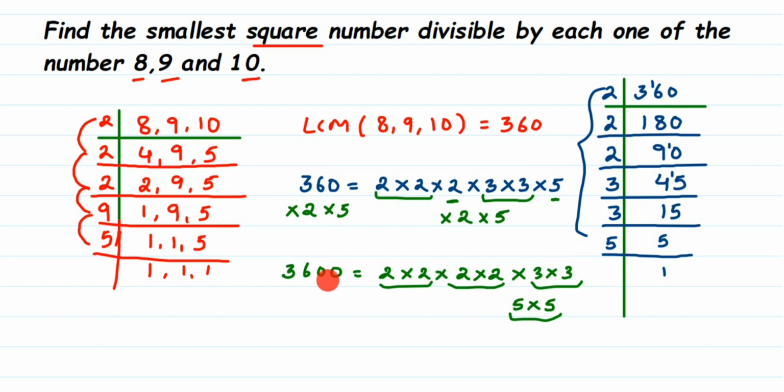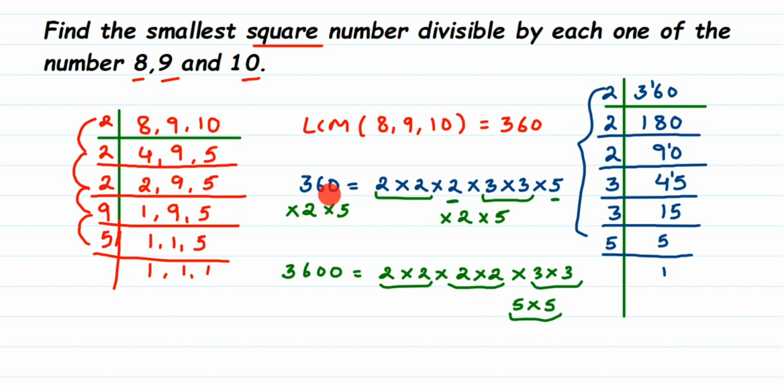So what we did in this question: first they're asking us to find the smallest square number. So we have to find the LCM of these three numbers. After finding the LCM, we got the number 360, right? If this number is a perfect square number, we don't have to do the second step. But 360 is not a perfect square number. We have just checked by taking the prime factorization. So this number is not a perfect square number. So we made it a perfect square number by multiplying with 2 and 5.